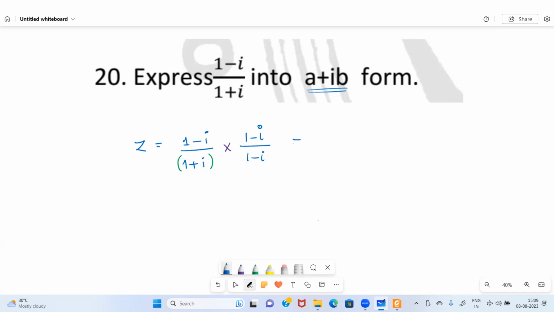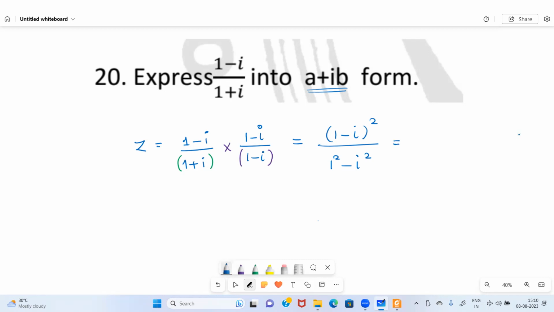So tell me, students, what do you get? Numerator, you get 1 minus I the whole square. It's of the form a minus b into a minus b, which is a minus b whole square. Denominator is of the form a plus b into a minus b, which will be a square minus b square. Do you agree, students? Correct? 1 plus I into 1 minus I. So that would be 1 square minus I square. Clear?